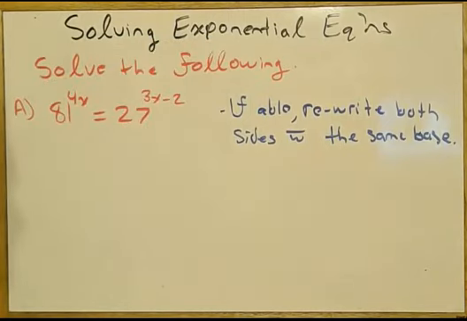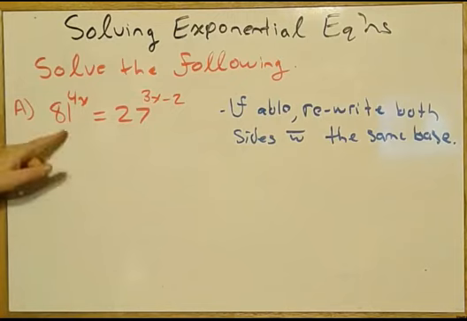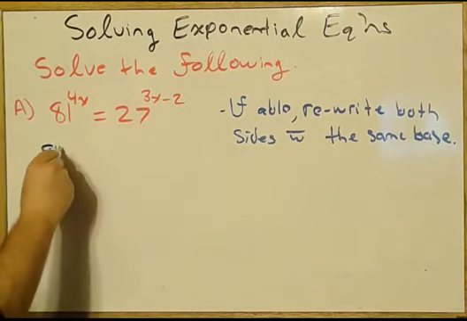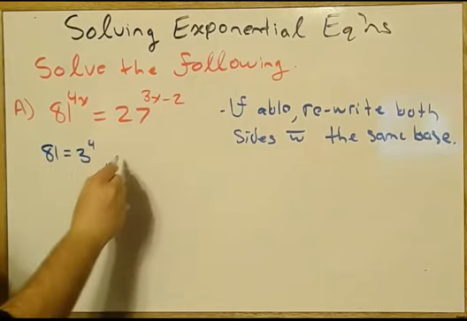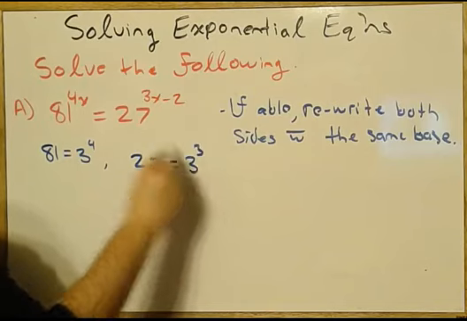There are a few different types that we're going to be looking to solve, but the first type will be in the case that we can rewrite these with the same base. So notice here that we can rewrite 81 as being equal to 3 to the power 4, and 27 we can write as 3 to the power of 3.